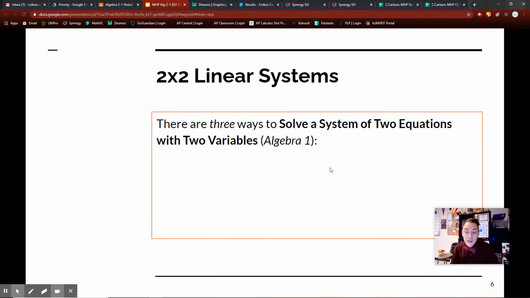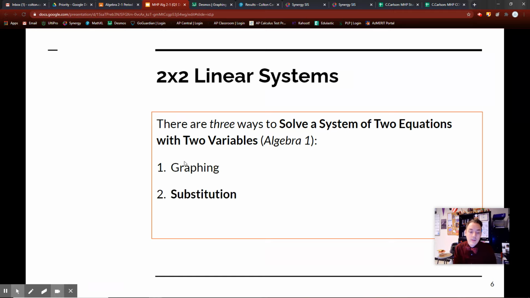Okay, so there are three ways, guys, to solve. Make sure you have your notes out. Make sure you are following along. There are three ways to solve a system of two equations with two variables. And yes, like I said, this is technically Algebra 1 review, just slightly.